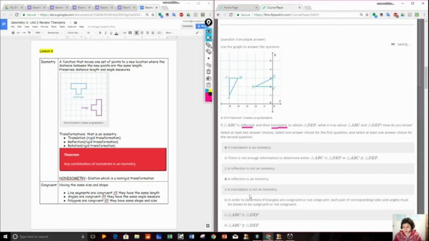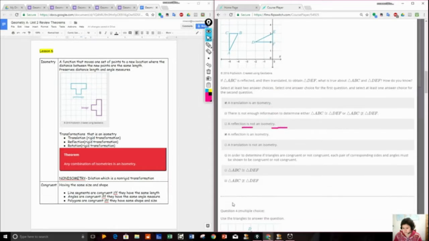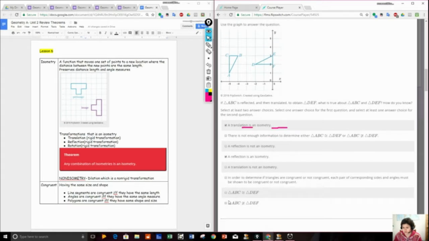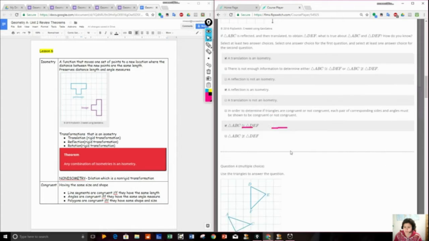Translation is an isometry. And then in order to determine if triangles are congruent or not congruent, each pair of corresponding sides and angles must be shown to be congruent. Or we have triangle ABC is congruent to triangle DEF. Yes, they are congruent, because a reflection is an isometry and a translation is an isometry.